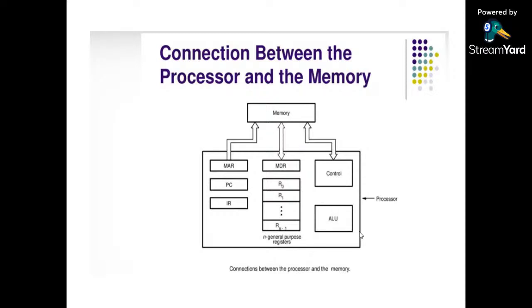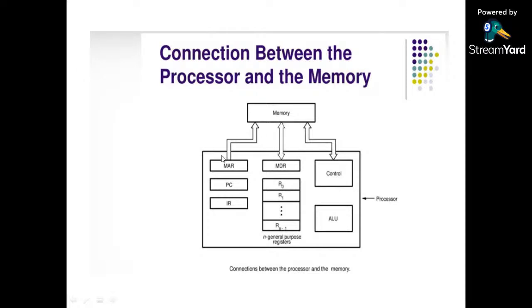So data can be brought from memory to the processor, and data can also be transferred from the processor to the memory. As you can see in this diagram, the memory is connected with the MDR. MDR stands for memory data register. The memory data register is connected with the memory through a bidirectional arrow. What does this bidirectional arrow indicate? That the data from memory can be brought into the processor, and the data from the processor can be stored back into the memory.